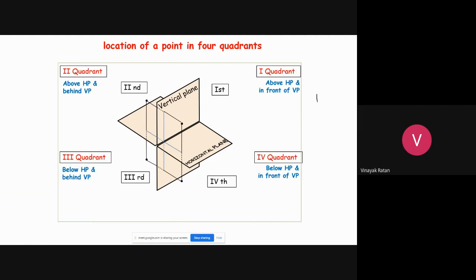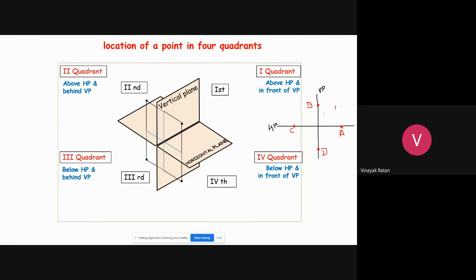Let me try here once again. So this is your horizontal plane, and this is your vertical plane. Okay. Now, case number one. Let me place a point here on a vertical plane, here on a horizontal plane, here also on a horizontal plane. Just listen to me. Let me call this point A, this point B, this point C, and this point D.